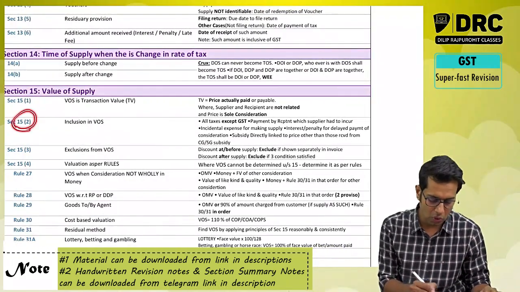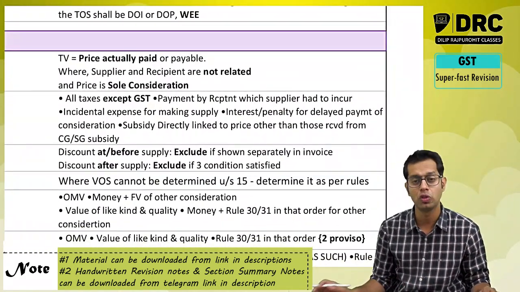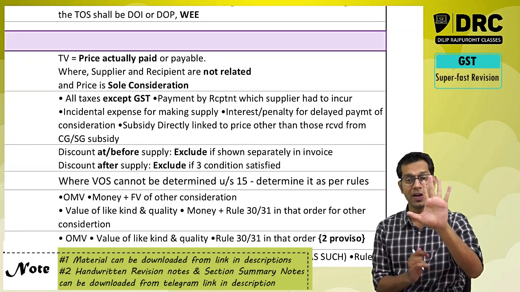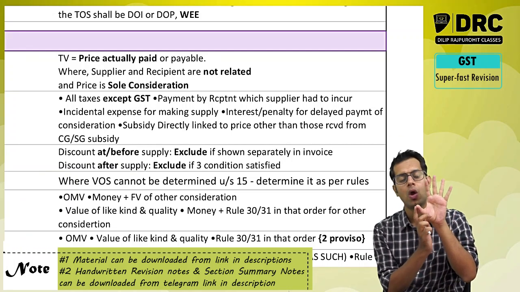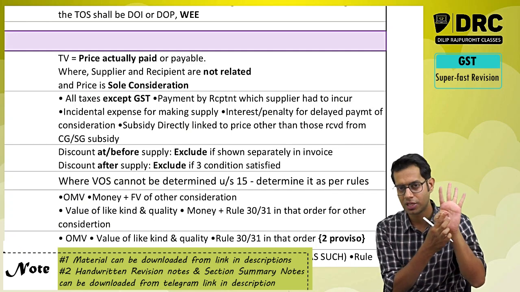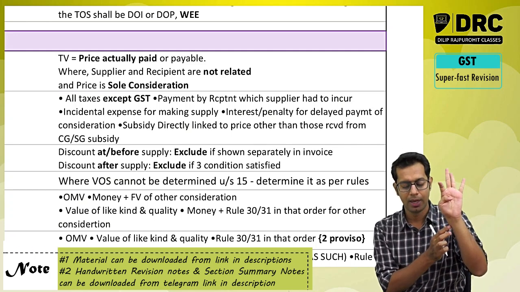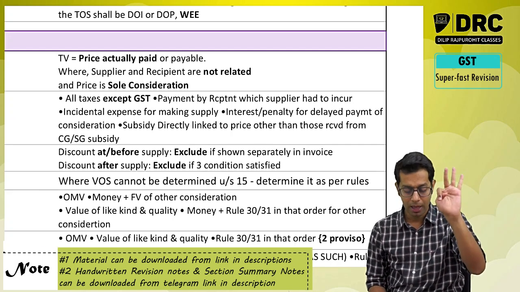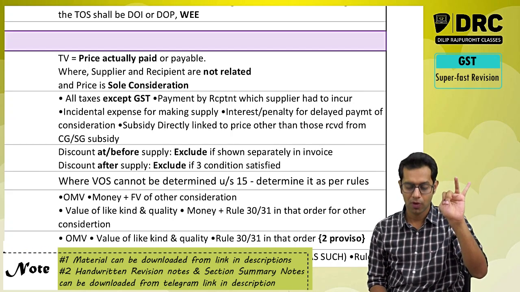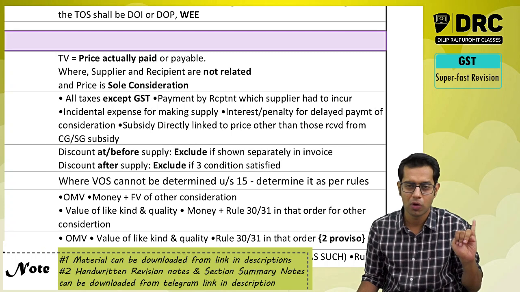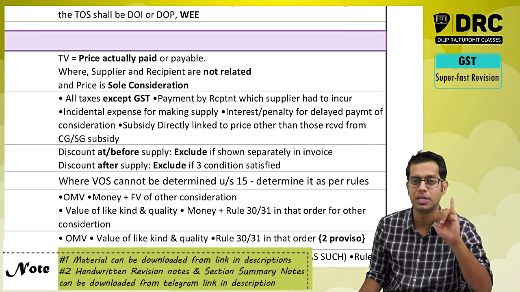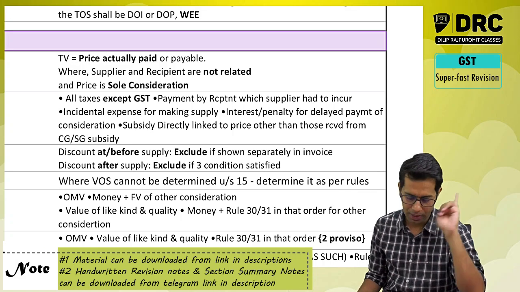Section 15 subsection 2 talks about inclusions in value of supply. There are few things which are required to be included in value of supply, sir. There are 5 things which are required to be included. All taxes except the taxes under GST law, if charged separately. Then payment made by the recipient which the supplier had to incur. Then incidental expenses for making the supply, interest, penalty, late fee for delayed payment of consideration, and subsidy directly linked to the price, excluding the subsidy given by central government or state government.